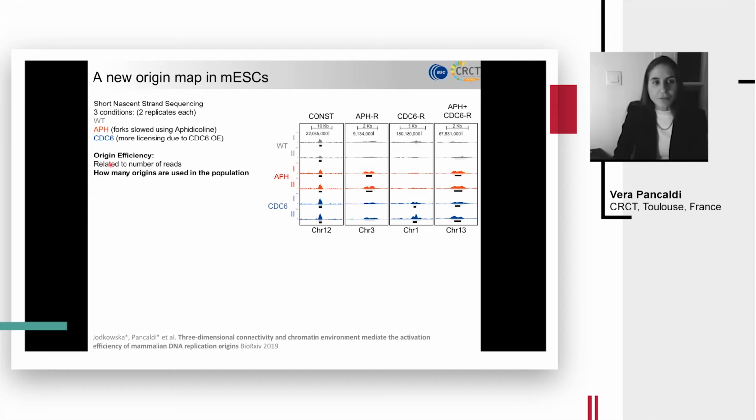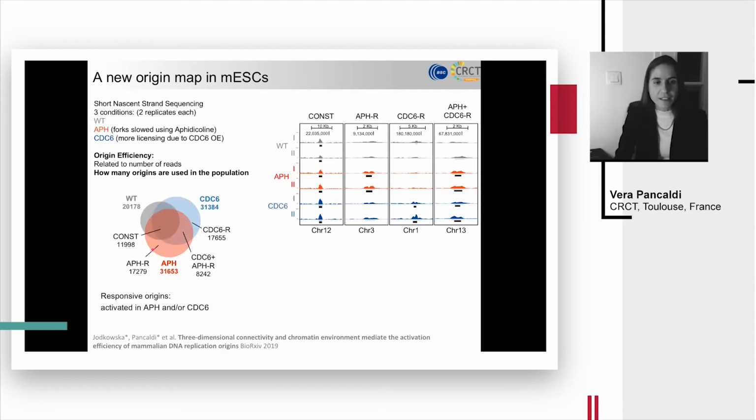So now I'd like to define the concept of origin efficiency, which is actually not so complicated. It refers to the number of reads that we see in our short nascent strand sequencing assay, but it also represents how many origins are being used in a population during one replication cycle. It's very important to mention that this efficiency can be estimated even from bulk data, because it's not like transcription. You can have the same cell transcribing the same genes many times, but you cannot have the DNA being replicated many times in the same cell. That would create enormous problems.